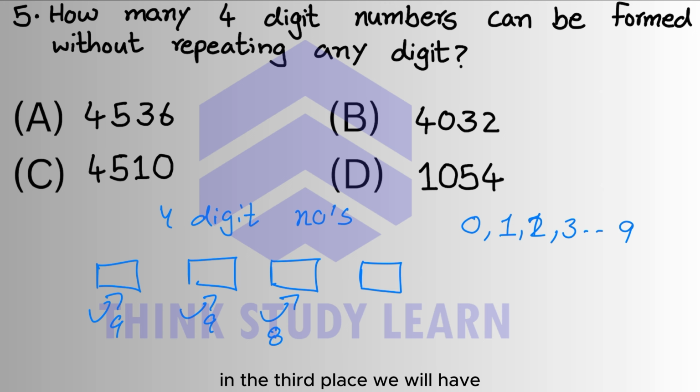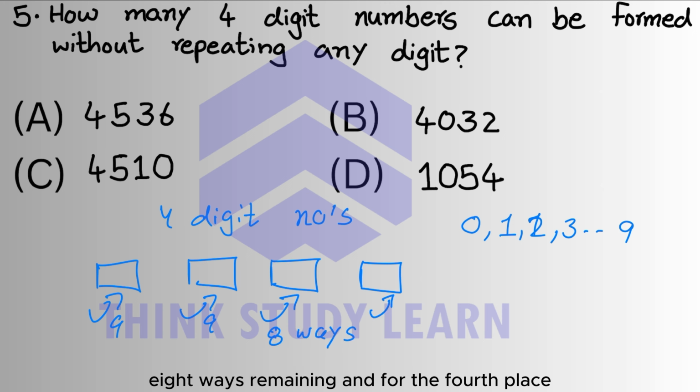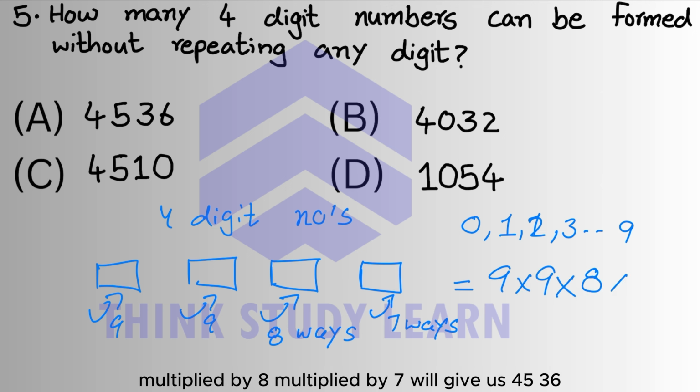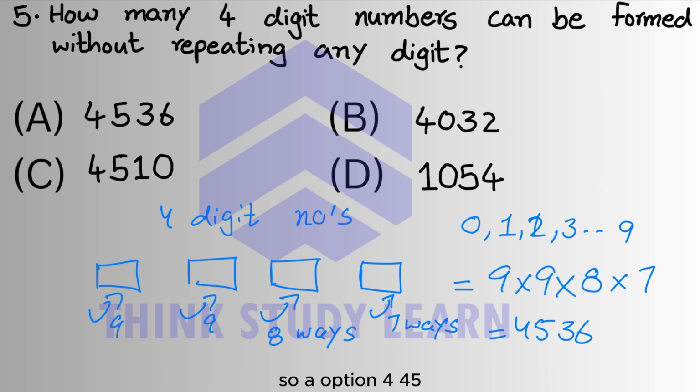In the third place we will have 8 ways remaining, and for the fourth place we will have 7 ways to place that number. So multiplying these numbers, 9 multiplied by 9 multiplied by 8 multiplied by 7 will give us 4536. So option A, 4536 ways, is the required answer.